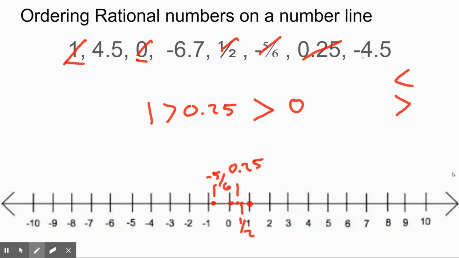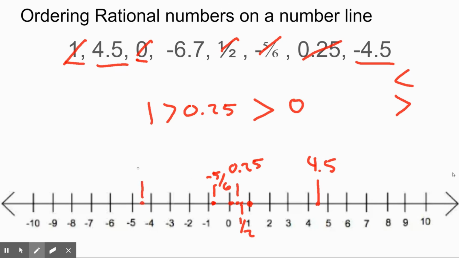4.5 and -4.5, if you watched the last video, you'll remember that these are opposites. They'll be the same distance from 0. 4.5 is going to go right in between 4 and 5, which means -4.5 has to be the same distance.